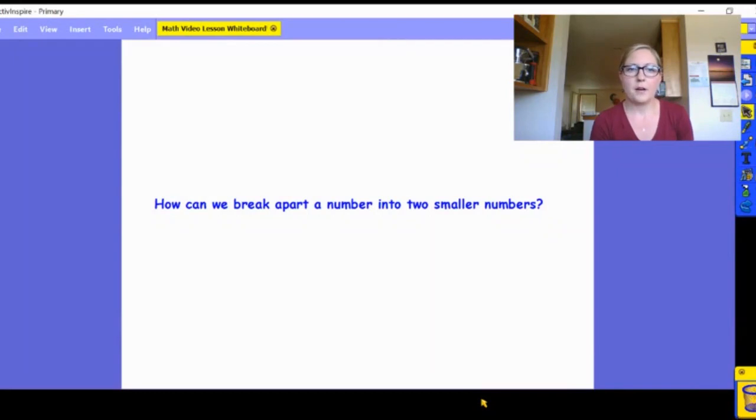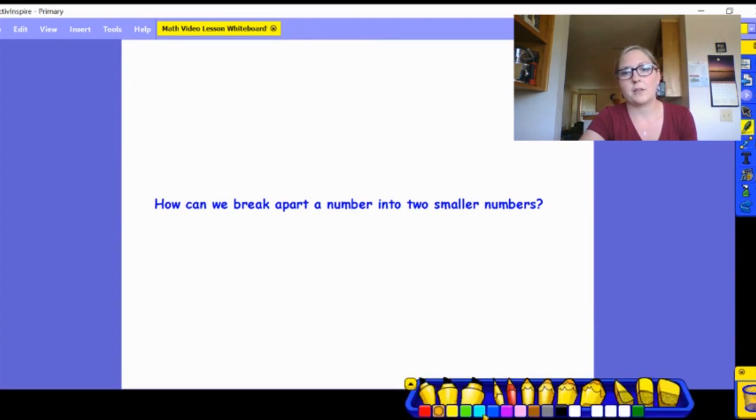As I mentioned, we are first talking today a little bit about how to break apart a number. I want you to think about, with any number, that we can, usually with bigger numbers, make a bigger number from 2 smaller numbers. So here, I'll give an example. Think about the number 8.